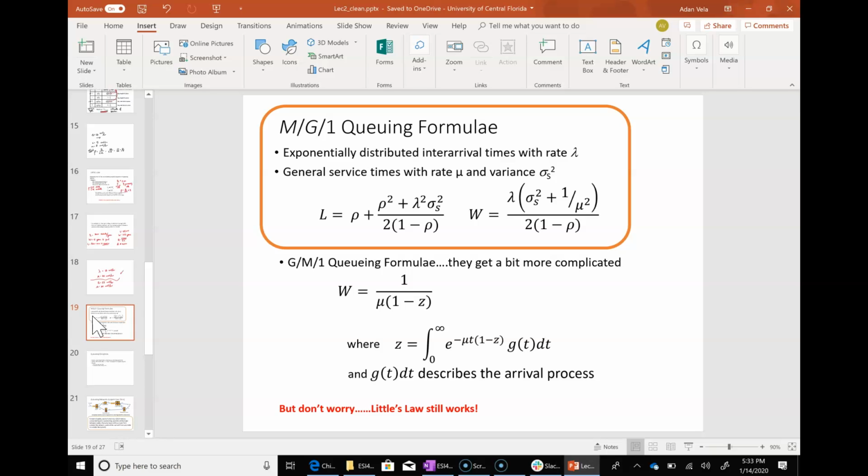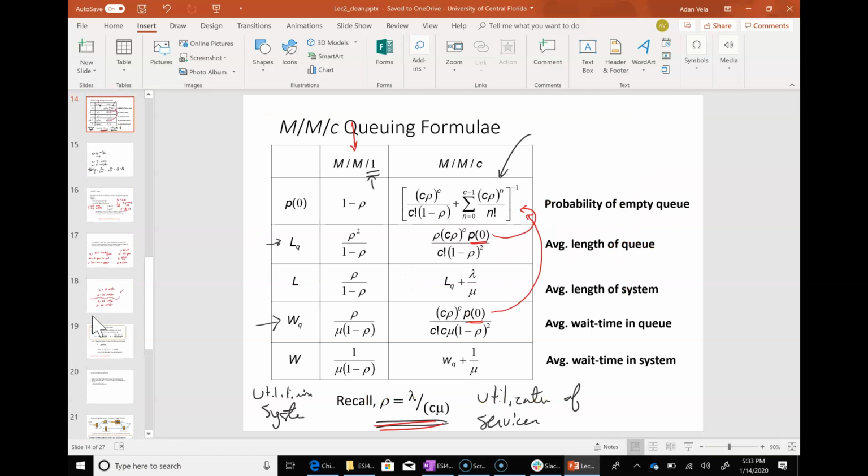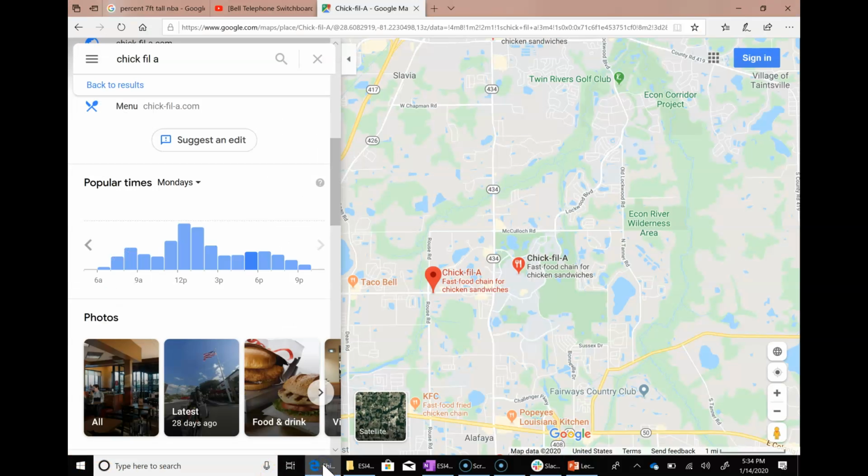And this is half the reason why we do simulations. Okay? We have a bunch of equations that tell us how long people are going to wait in line or wait in a system, assuming we have steady state, exponential arrivals, and exponential service times that remain constant over the day. All right. Let's look at Chick-fil-A.